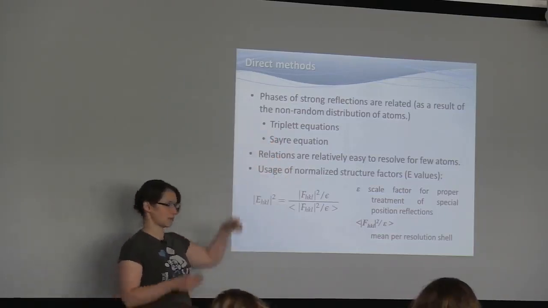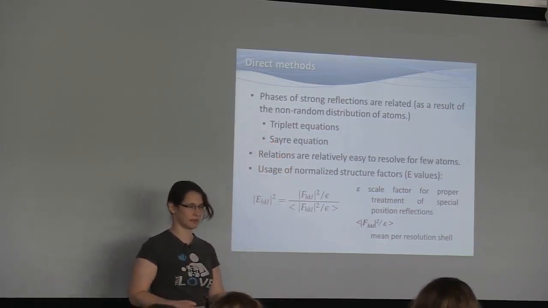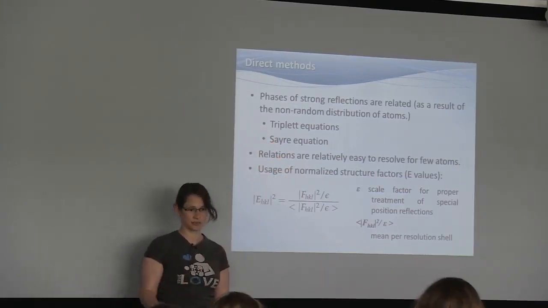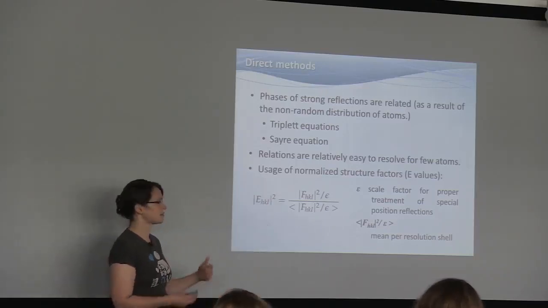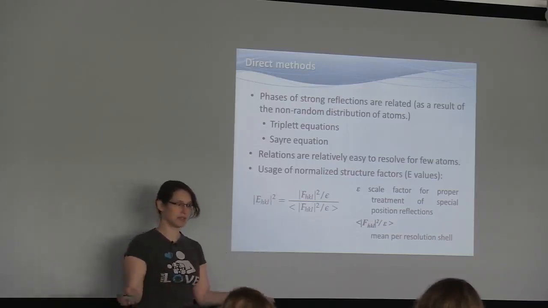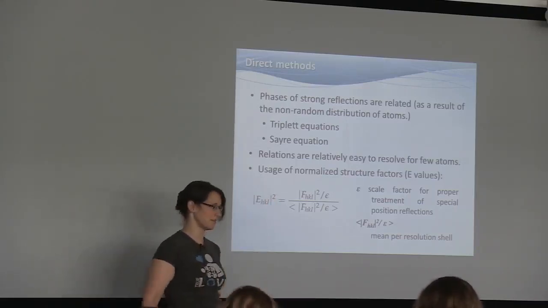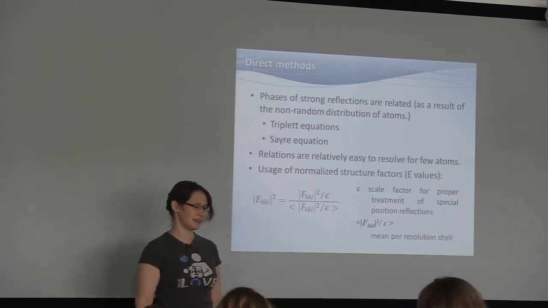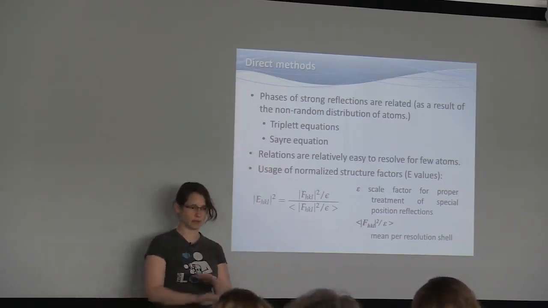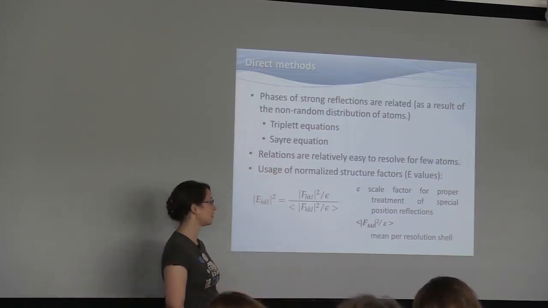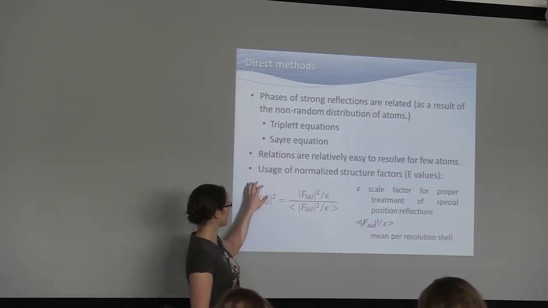These relationships between phases of different reflections, once you know the phase of one reflection, are relatively easy to resolve for a few atoms, giving rise to direct methods, which is a popular small molecule phasing method, where they only have 100 atoms. They can use direct methods just as it is on their data without using any experimental phasing at all. It's ab initio phasing. They just get the atomic positions out.